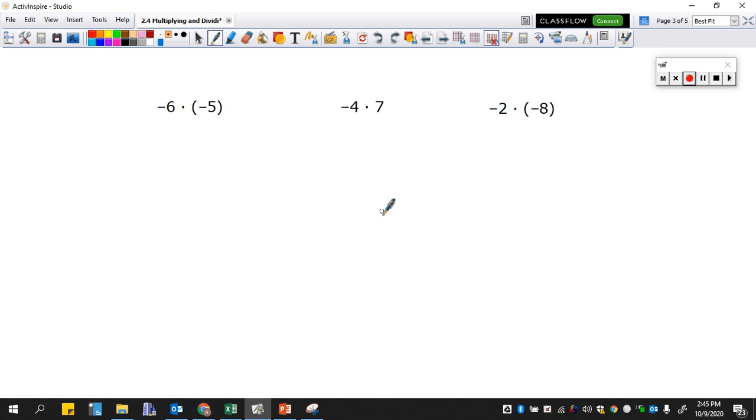All right. So first of all, we know that this is a negative. We know this is also negative, so the signs are the same. That means the answer is going to be positive. So we're going to end up with a positive, and 6 times 5 is 30. So it's a positive 30. Or we don't put that plus in there, we just write it as 30.